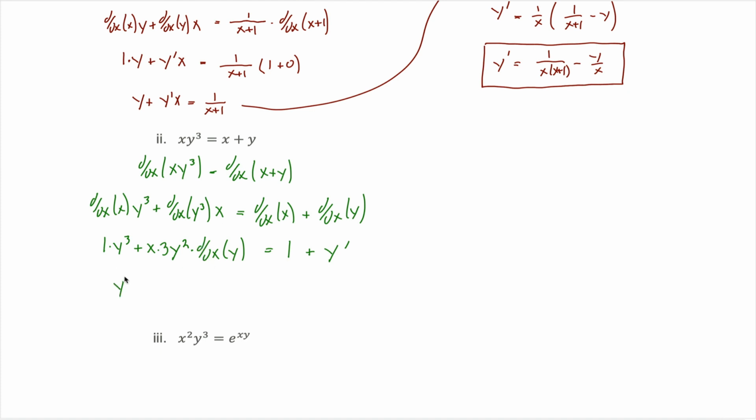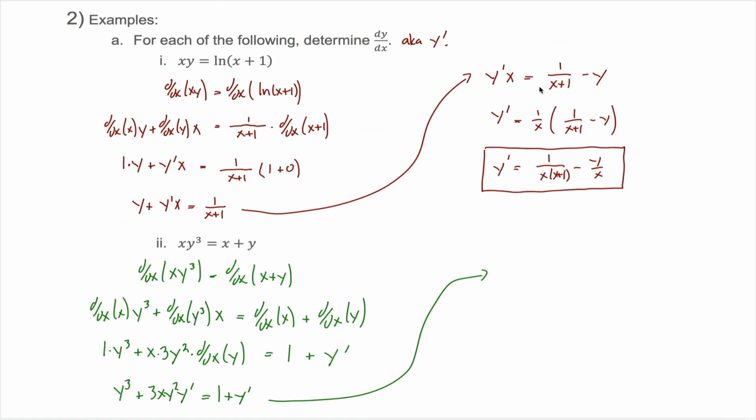1 times y cubed is just y cubed. To that I want to add the product of x, 3y squared, and the derivative of y. The derivative of y is just y prime, so I could write 3xy squared y prime as this term here. That's equal to 1 plus y prime. At this stage, we're done with the calculus. All that remains is some algebra.